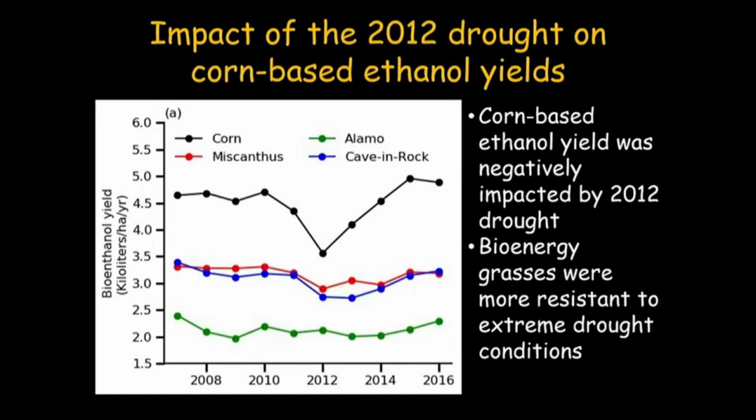We have also looked at this issue because I have already mentioned that extreme climate events can have an impact on the productivity of these plants. What I'm showing you here is just an example. We know that 2012 was a severe drought year, and how it impacted the yield if we grew these crops during this time, the grasses as well as corn. As you can see from this figure, the yield for the corn just dropped because of the drought effect, but the other crops were not impacted, mainly because the roots are intact enough and can extract water from the deeper soil layers. So that's one advantage of these crops.